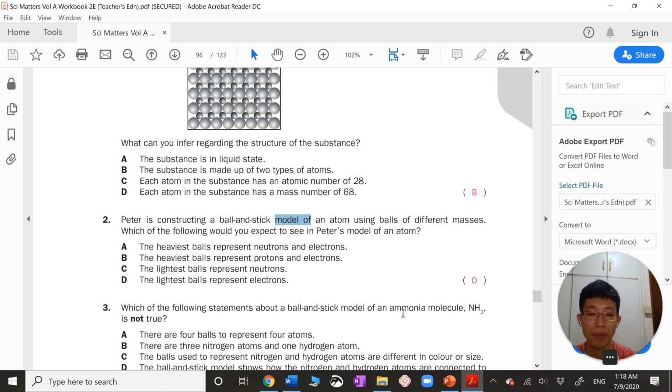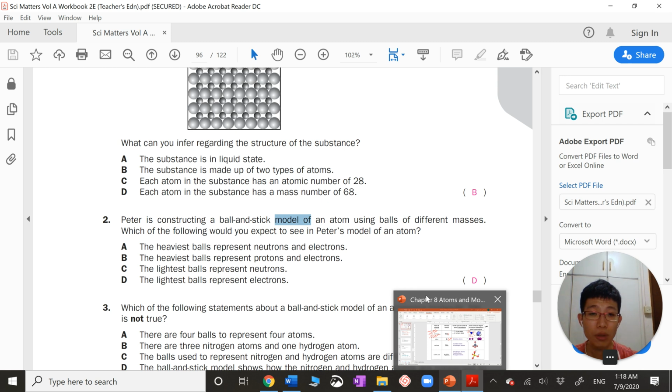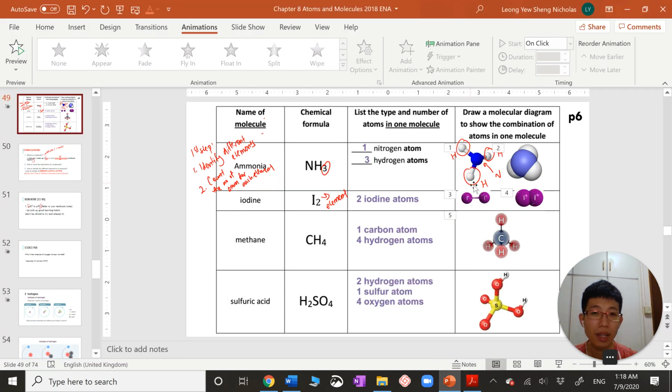So ball and stick diagram is what we see earlier, the molecular diagram. So NH3, you need to go and decide which of the statements is true. So this is NH3. You can always refer to your notes. So mostly, all your notes contain all the answers to your workbook. So the workbook is just an application of how you apply the things you learn. So once you can apply it, this knowledge should be yours.